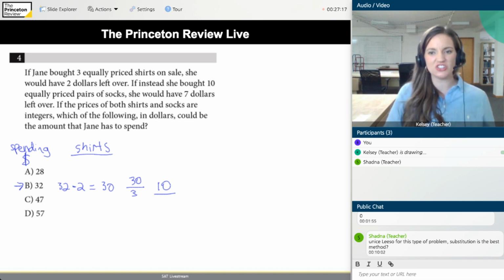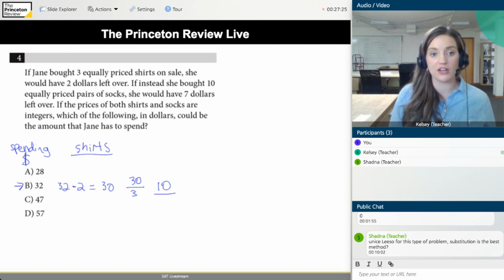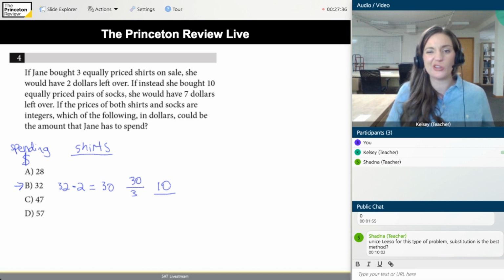Is 10 an integer? That's a definition that we've got to know going into this problem, right? The definition of an integer is something that's not a decimal or a fraction. It's a nice round number like 10, not 10.5. So shirts shake out. That gives us an integer, so we know that that at least works. But this also has to work. We also have to get an integer when we do the exact same thing with socks.